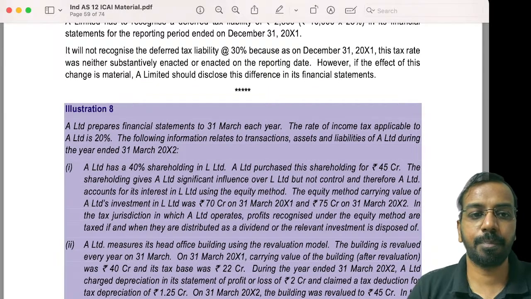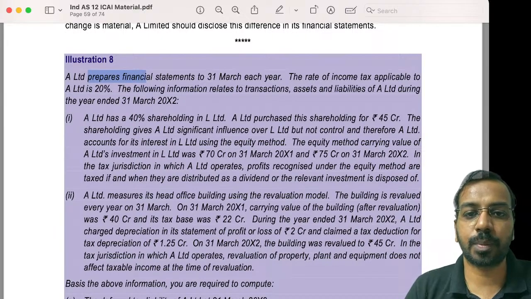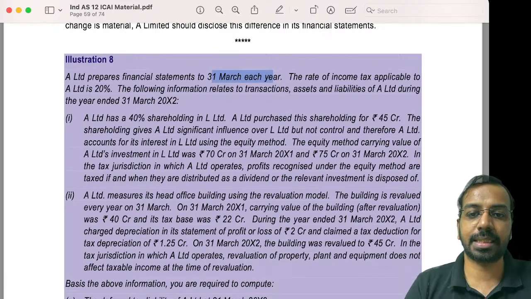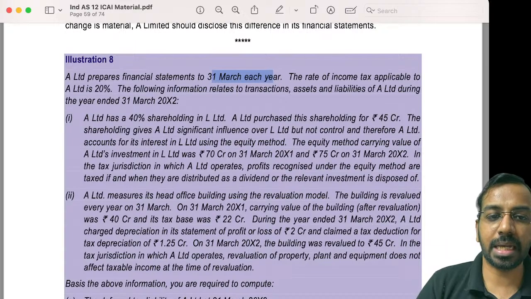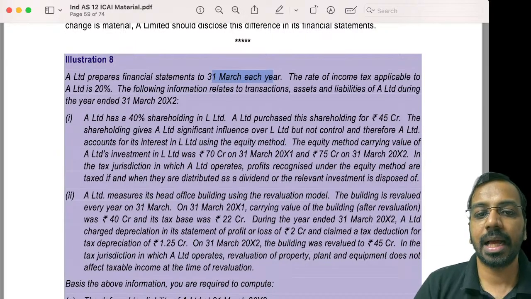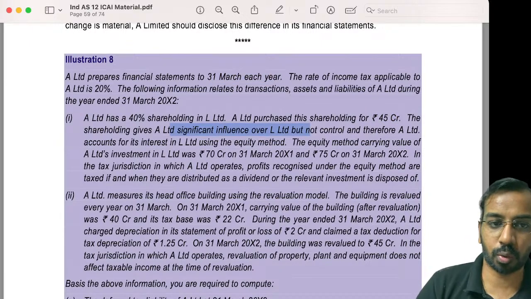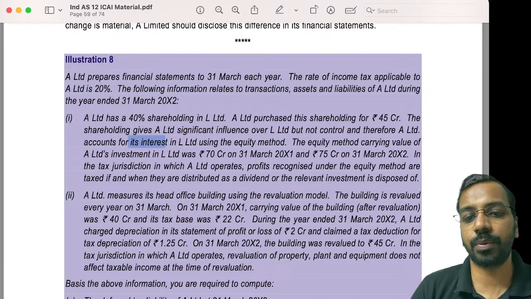Let's have a look at this question. A prepares financial statements to 31st March each year. The rate of income tax applicable to A Limited is 20%. The following information relates to transactions, assets and liabilities of A Limited during the year ended 31st March of year 2. A Limited has 40% shareholding in L Limited. A Limited purchased this shareholding for 45 crores. The shareholding gives A Limited significant influence over L Limited but not control. Therefore, A Limited accounts for its interest in L Limited using the equity method.